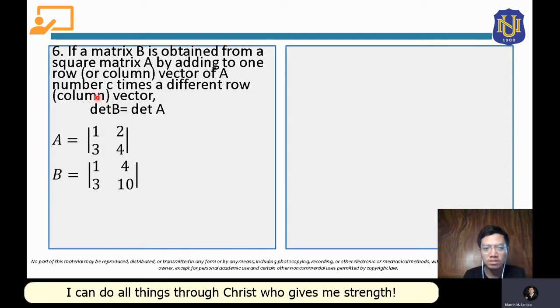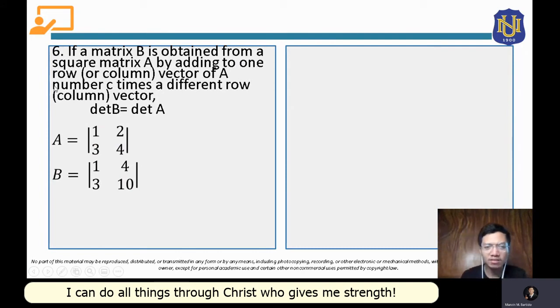So we can use this property. As you can see here, we multiply the first column in matrix A by 2, and after we multiply it by 2, we add that to the second column. So that will be 1 times 2, which is 2, plus 2, that will be 4. And then we have 3 times 2, that will be 6, plus 4, that will be 10. As you can see, this will now be our matrix B.